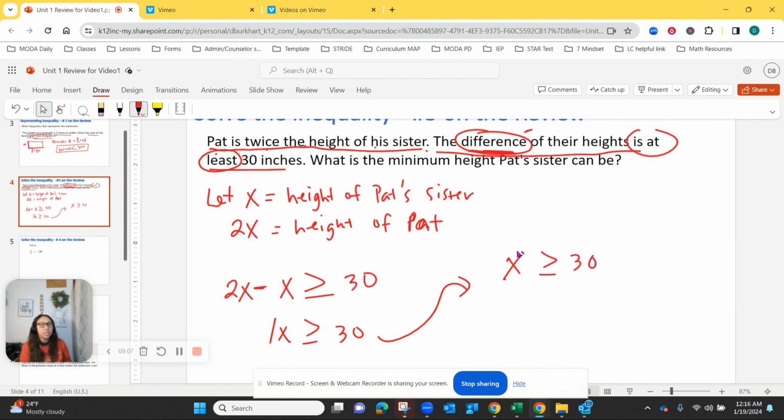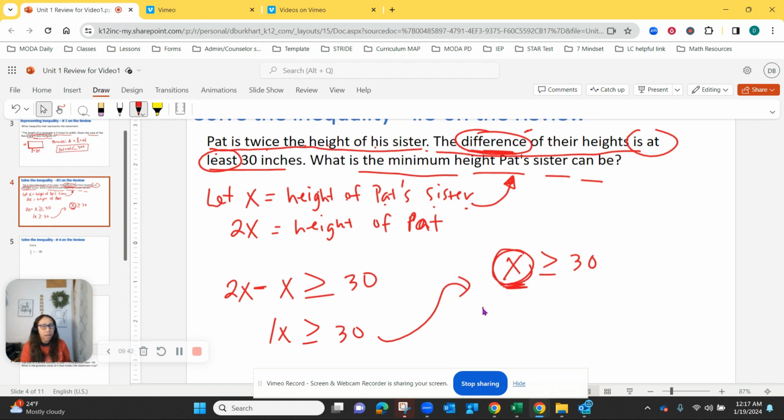Now since this x represents the height of Pat's sister, we can actually answer the question, because the question is what is the minimum height Pat's sister can be. So Pat's sister can be 30 inches. That x, Pat's sister's height, can be 30 or higher than 30. But the minimum height is 30 inches.